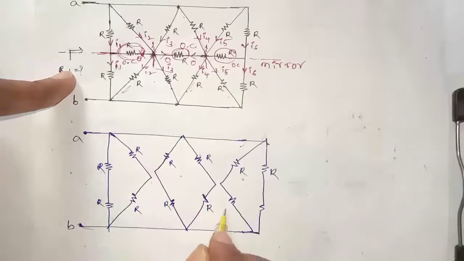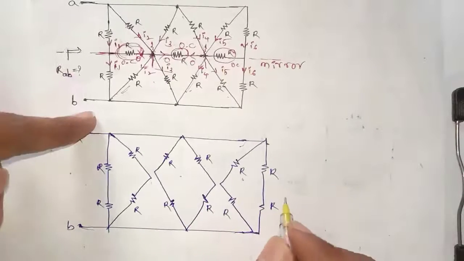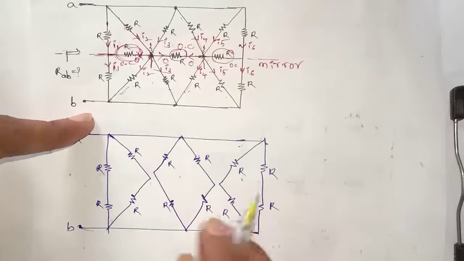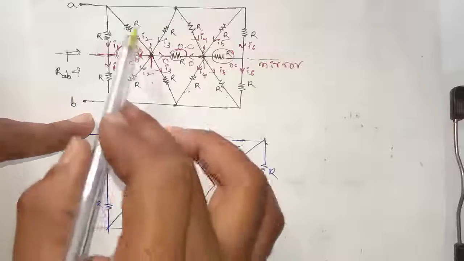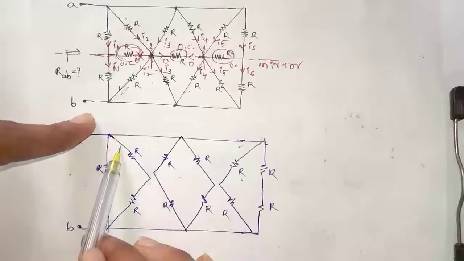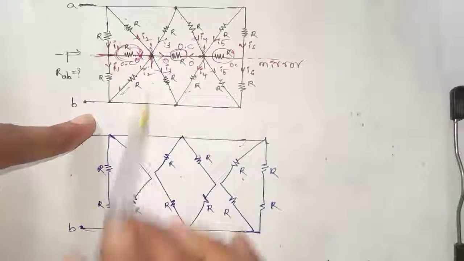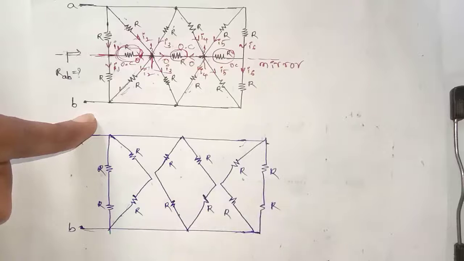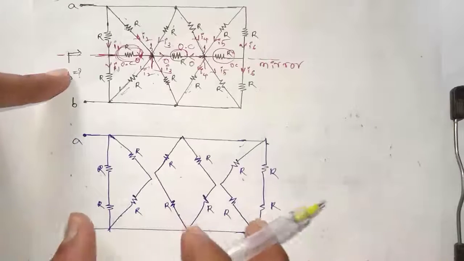These middle resistors are open circuited because no current is flowing through them, right? These two resistors are in series, so I am drawing them like this in series. The equivalent circuit is going to look like this, right?